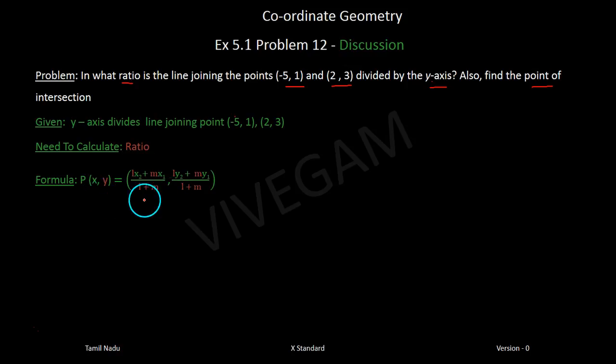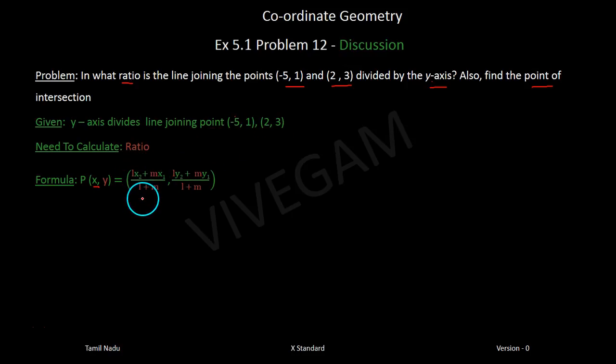By the section formula we can get the dividing point P. As you can see, I've written the x-coordinate in green. I made it green because this point is lying on the y-axis, which means x is equal to 0. As we did in the previous case, let L and M be the ratio. This is x1, y1, this is x2, y2.